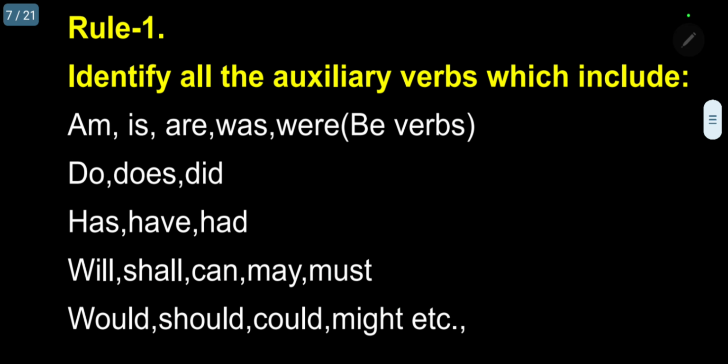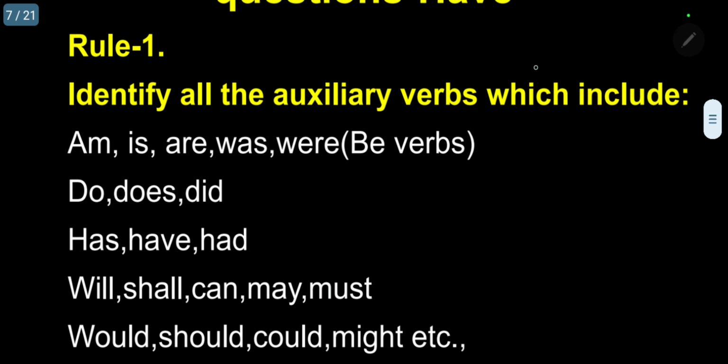The second type: do, does, did. Do for plural, does for singular, did past tense applicable for all. The third type: has, have, had. Has singular, have plural, had past tense. Then the fifth type: will, shall, can, may, must. So here, kindly follow, it will act only as auxiliary verbs.